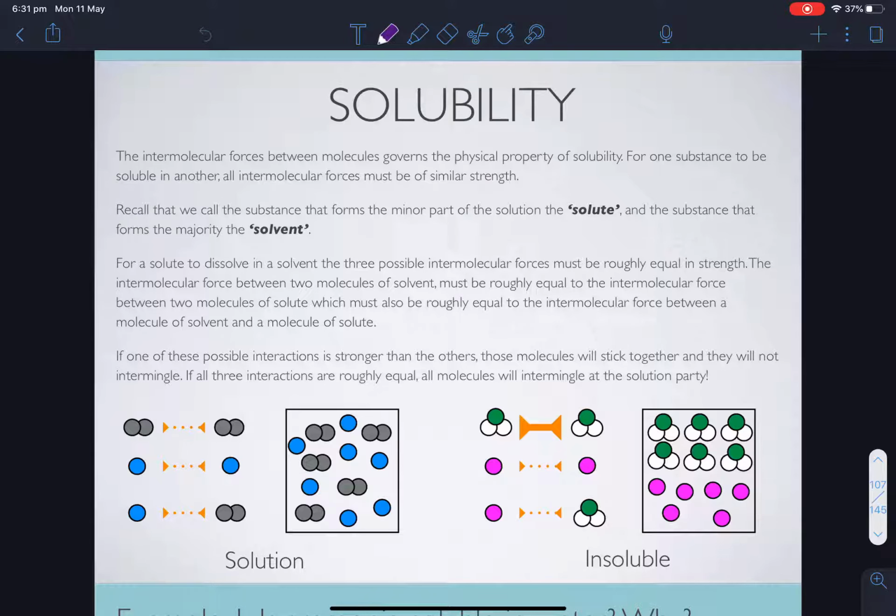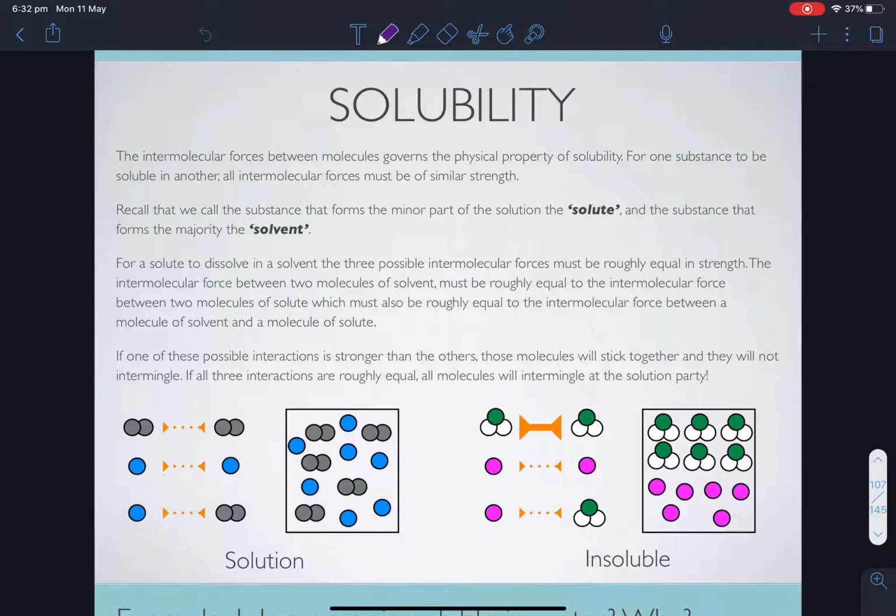Recall that the substance that forms the minor part of the solution, by mass and volume, is called the solute, and the substance that forms the majority is called the solvent. Don't forget those terms from last year. For a solute to dissolve in a solvent, the three possible interactions between the molecules present must be roughly of equal strength. We'll go more in depth into that.